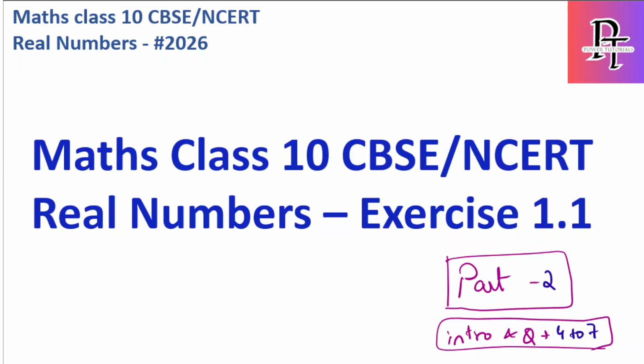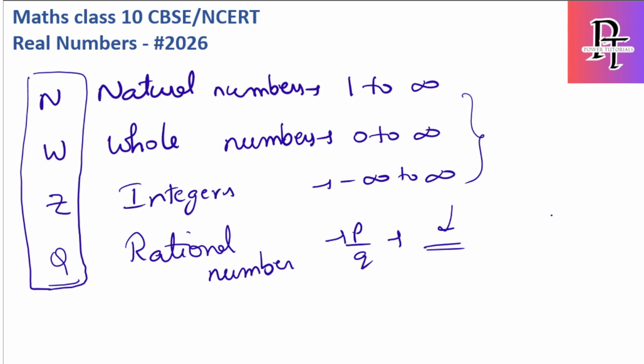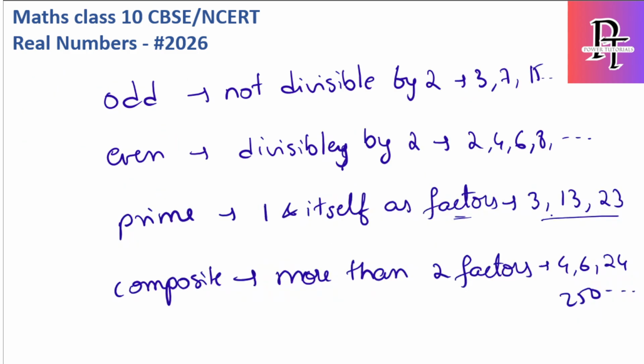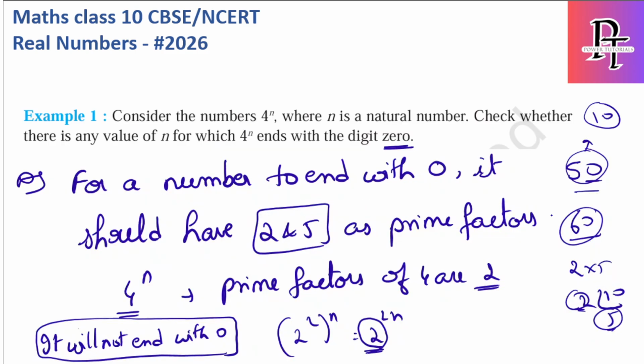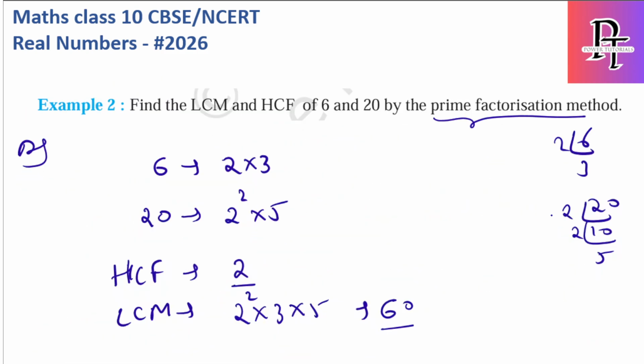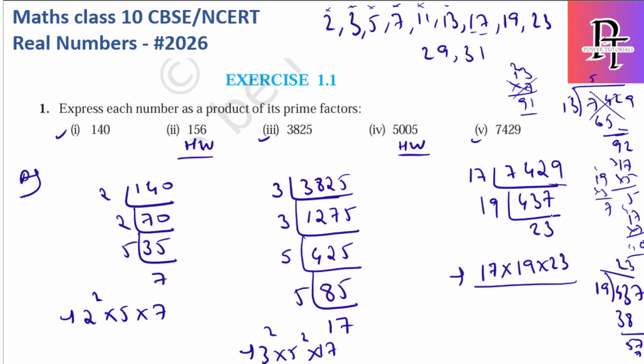So today we're going to cover part 2 of Maths Class 10 CBSE, that is the NCERT textbook, and we have started with Real Numbers, chapter 1. In part 1 I have covered all the example questions and also questions 1 to 3 of exercise 1.1. I explained what are real numbers, natural numbers, whole numbers, integers, rational numbers, odd, even, prime and composite numbers, and also discussed theorem 1.1, HCF, LCM, along with a few example questions. Then I started with exercise 1.1 questions.